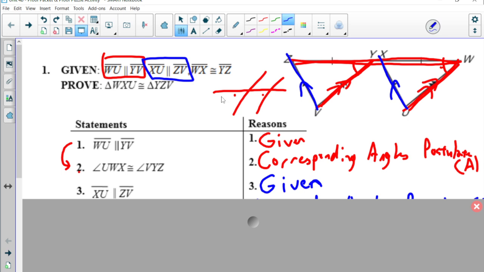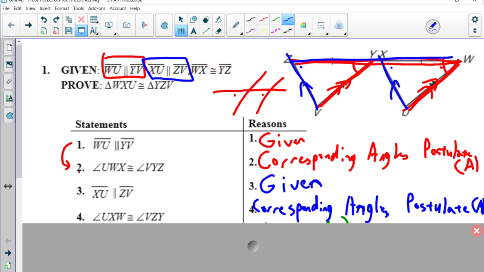Right there. And then we're going to take this same transversal, slicing through those parallel lines. And guess what? We have bottom right with bottom right. So those are still what kind of angles? It's still corresponding. And those corresponding angles are going to be congruent.